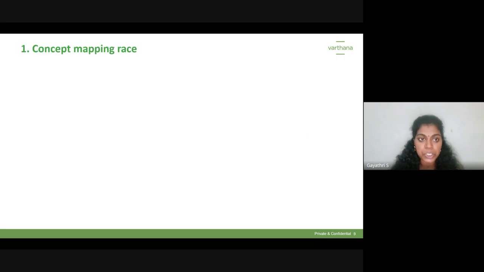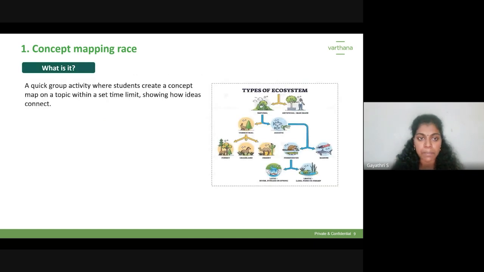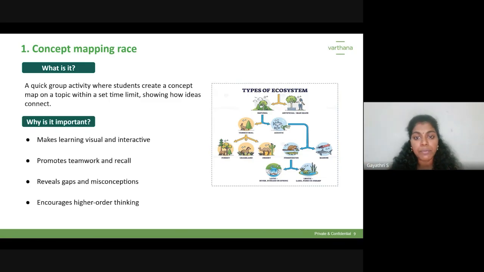You can even ask questions, or add in if you have already used this particular strategy in your classroom. So let's first understand what concept mapping race is. As a teacher, you will divide the classroom into groups. This is a group activity, right? You will ask the students to create a concept map on any theme within a given time so that you can see how they are connecting each and every concept. Here I've given an example of types of ecosystem. You can see how the concept map is done for natural or artificial, man-made ecosystems.